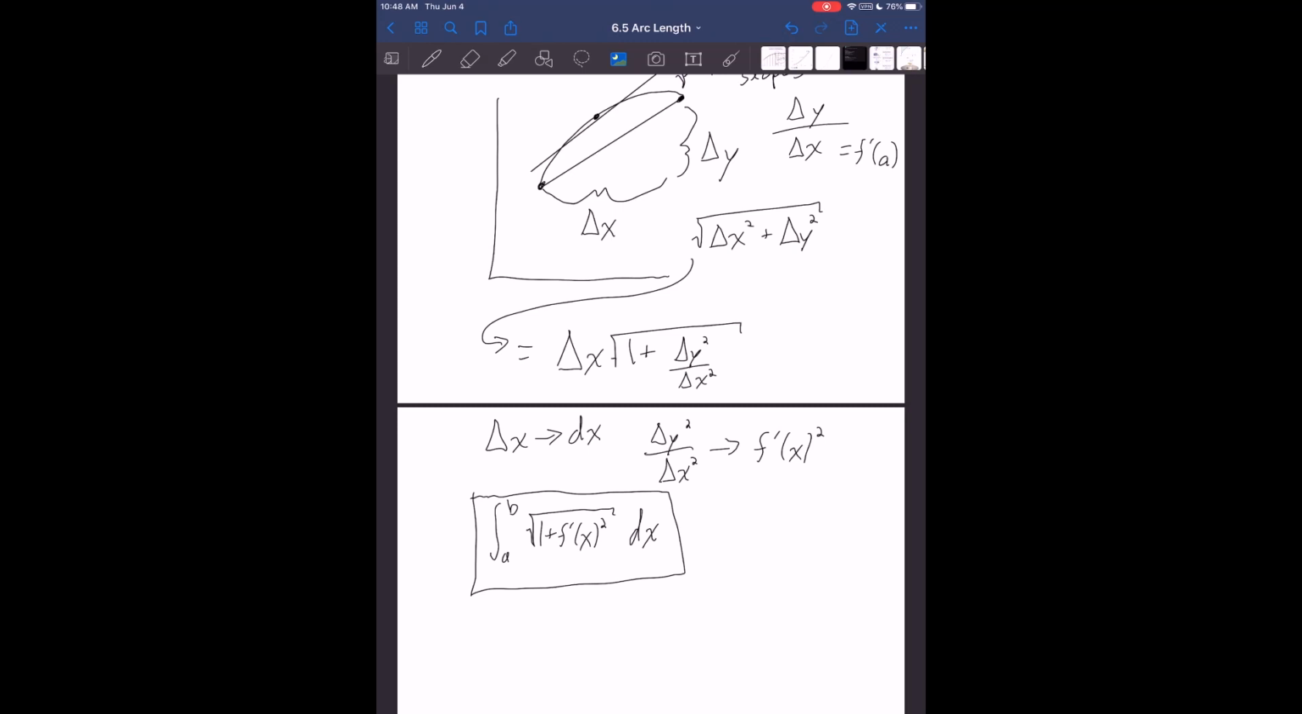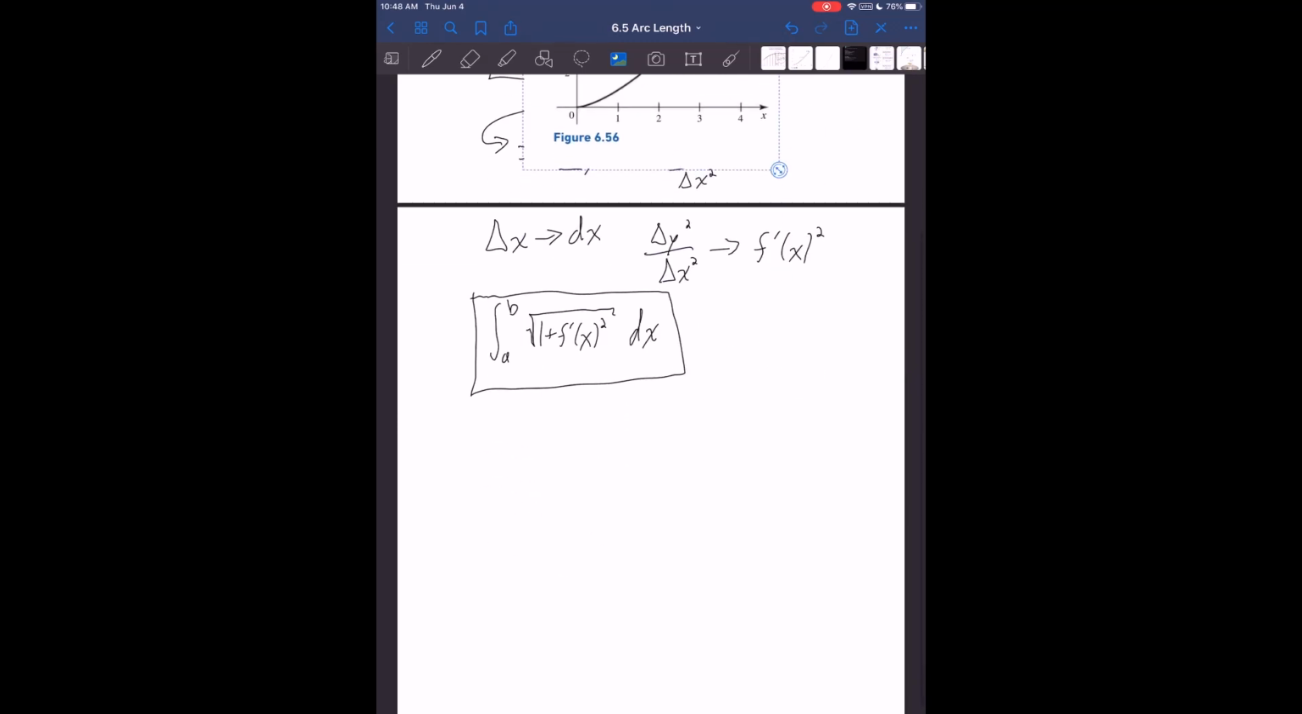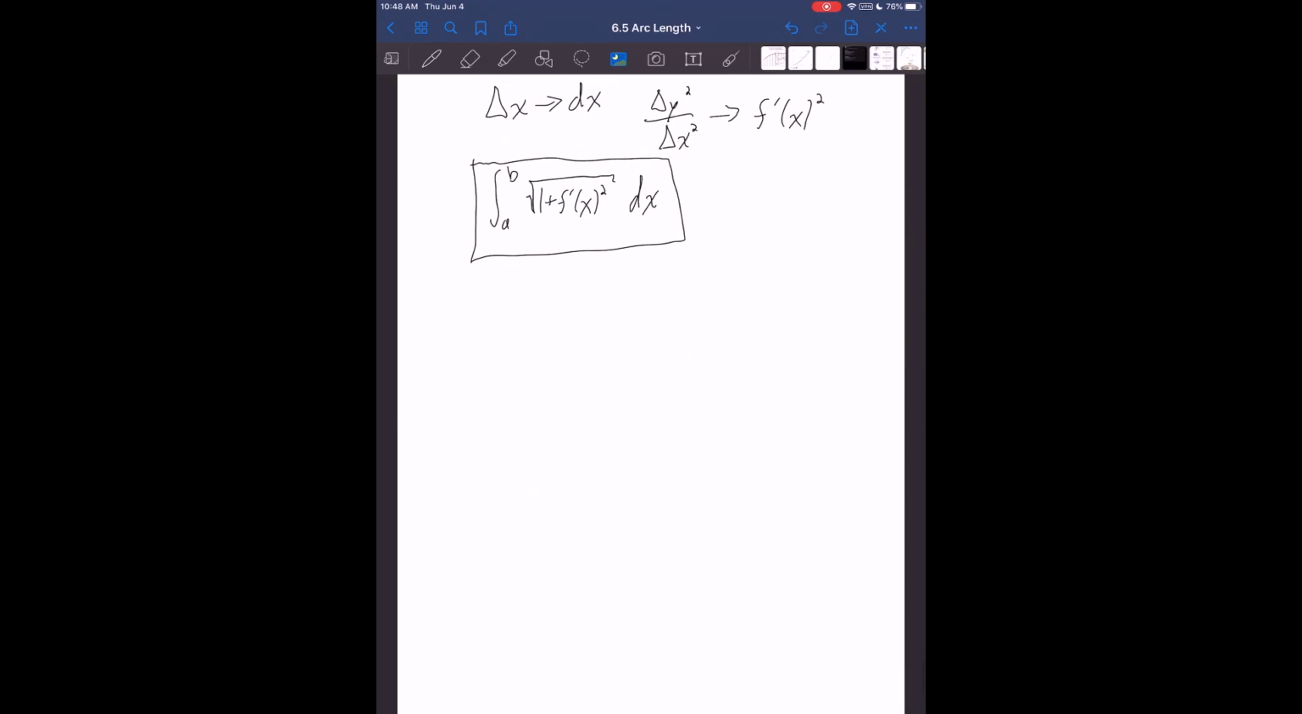So let's jump into an example. I have one right here. Oops, I want to be on this page. There we go. So let's figure out the length of this curve. What this means is that our f of x is going to be x to the 3/2. Our a is going to be our leftmost x value, very similar to the past 3 sections. A is going to be 0, and our b is going to be 4.